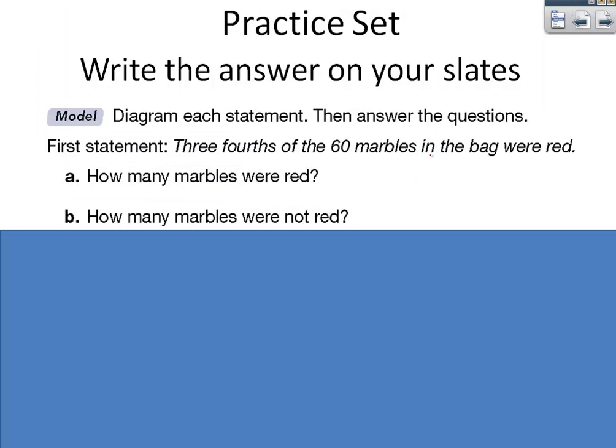So for your practice set, you can write answers on your slate. In this case, you can write on your paper at home. You're going to see if you can, without any help from me, figure out 3/4 of 60 marbles in a bag were red. Find out how many of them were red. Pause the video. Please do this. You absolutely need this practice.